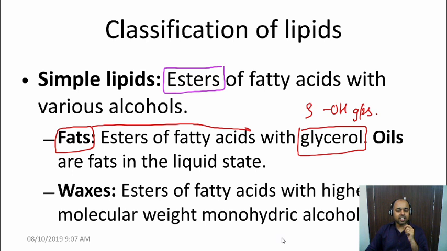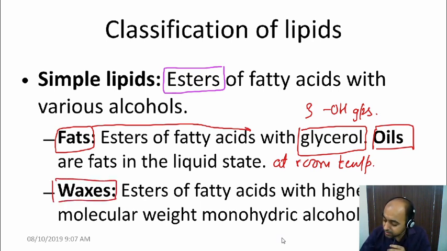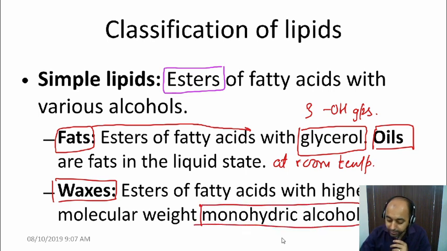Some of these fats are liquid at room temperature. In that case, we call them oils. Oils are those fats which are liquid at room temperature. And then we have the waxes. In case of waxes, the alcohols are monohydric alcohols. So this is the simple lipid.